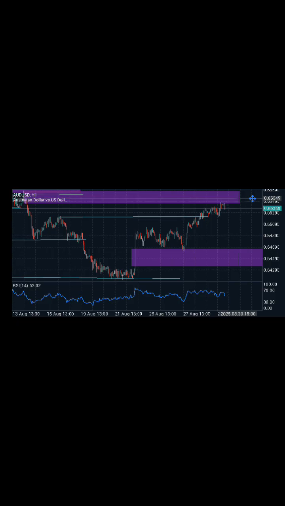But bear in mind that trading is not predictive. Trading is reactive. So anything can happen. So always apply good risk management. That's all for the Aussie US dollar.